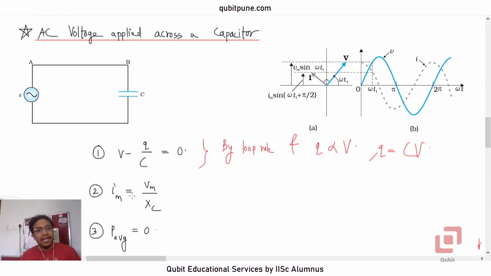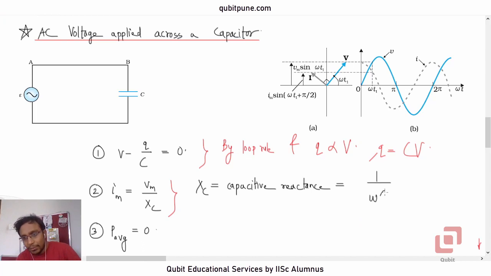Okay, Im is always Vm upon the impedance. In this case, there is no resistance, there is no inductance. So we define a quantity. What quantity is that? Xc is called as capacitive reactance. And what is the formula for capacitive reactance? It is 1 upon omega c. The SI unit of this is still Henry, and you can also figure out the alternate unit of capacitive reactance by taking the SI unit of 1 upon omega c.